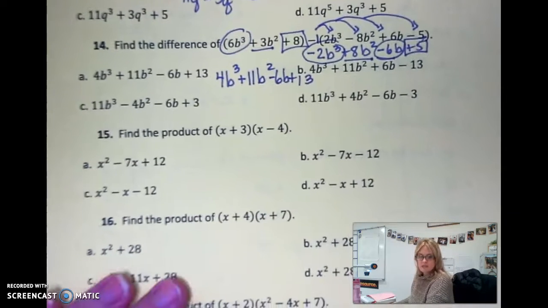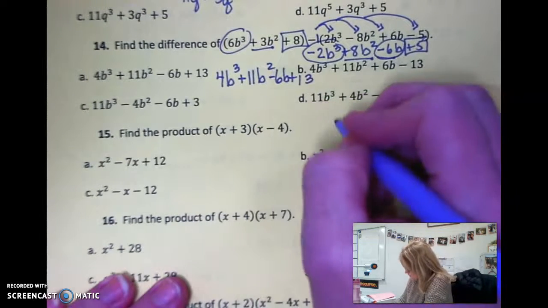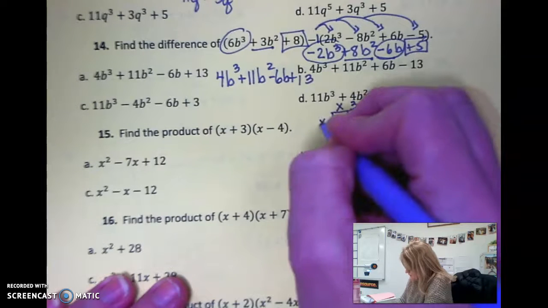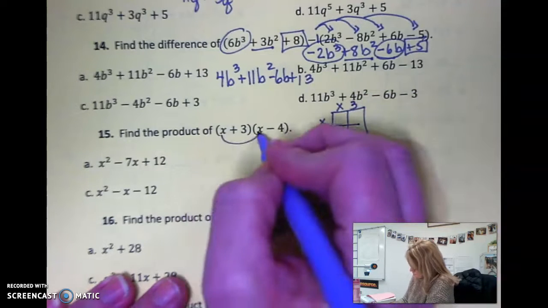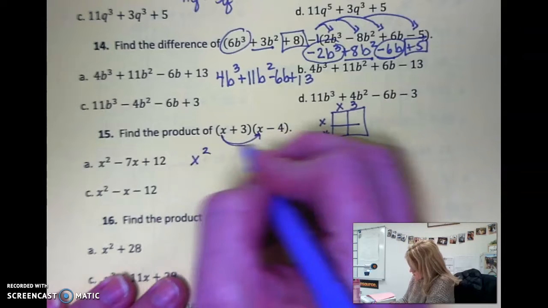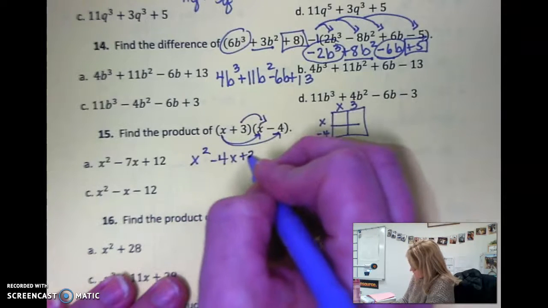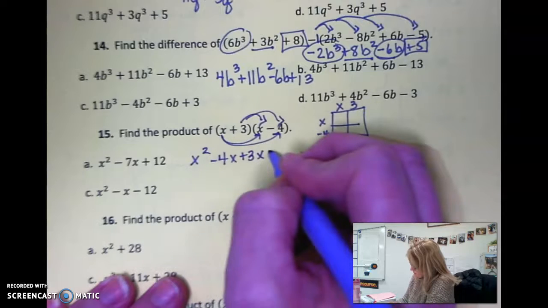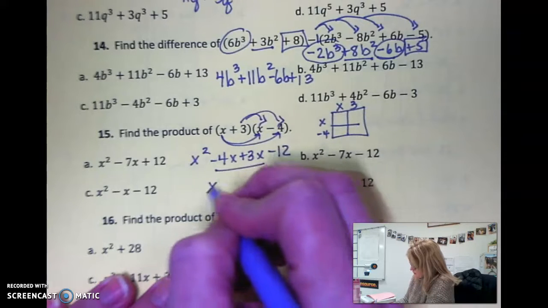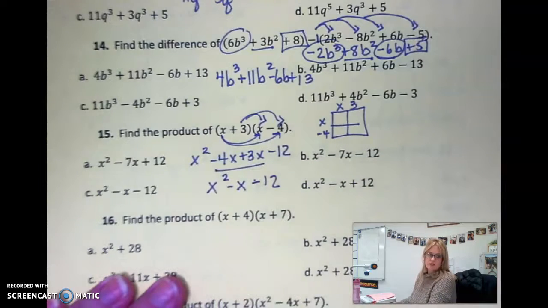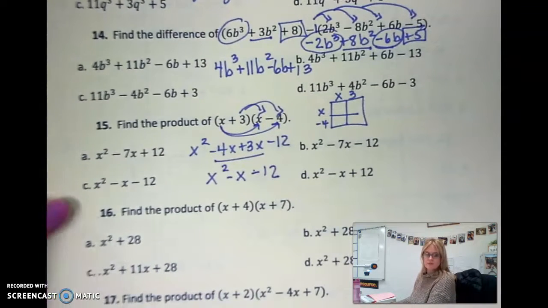Finding the product means to multiply. Some of you FOIL, some of you use the box method. Either way, it doesn't matter. You should get a first, outer, inner, last. And remember, we combine our outer and our inner, and we get a negative 1x. Again, you could have the negative 1 in there if you wanted to.